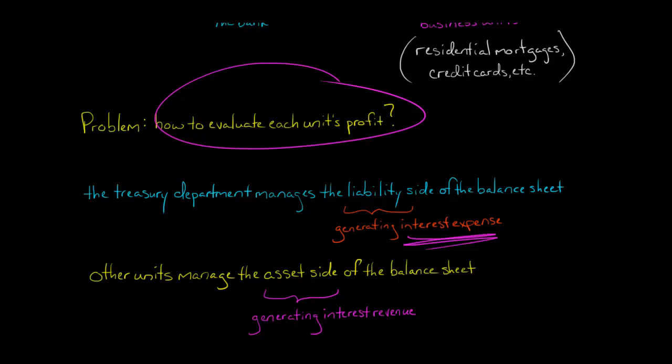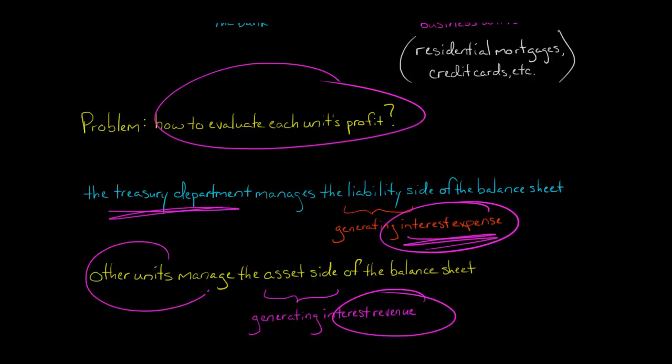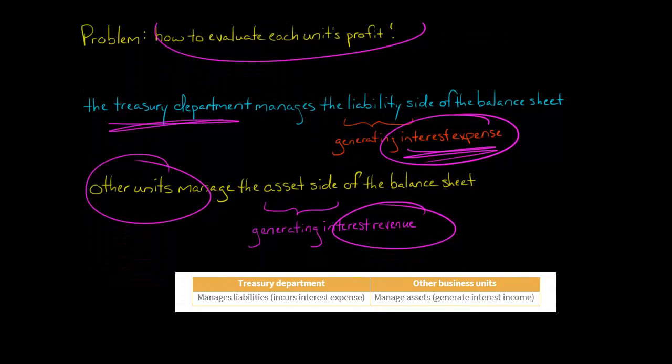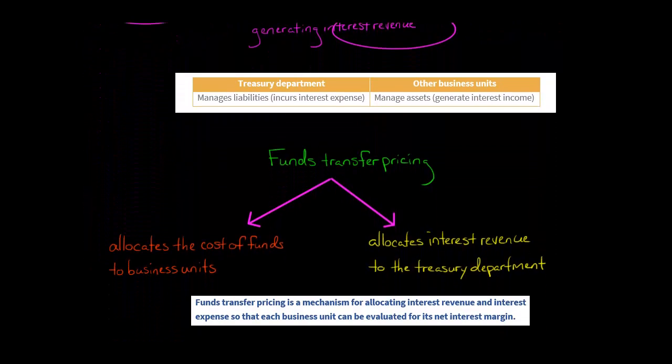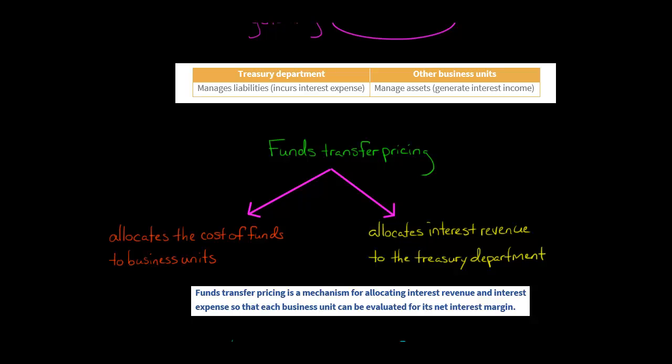And to calculate the profit, we really want interest revenue minus interest expense. But the Treasury Department doesn't have any interest revenue, and the other units don't have interest expense allocated to them. So funds transfer pricing is going to solve that. It's a mechanism for allocating the interest expense, the cost of funds, to different business units, whether it be residential mortgages, credit cards, and so forth. Each business unit is going to get allocated some of that cost of funds, some of that interest expense from the liabilities that the Treasury Department is managing. And then interest revenue is going to be allocated to the Treasury Department.